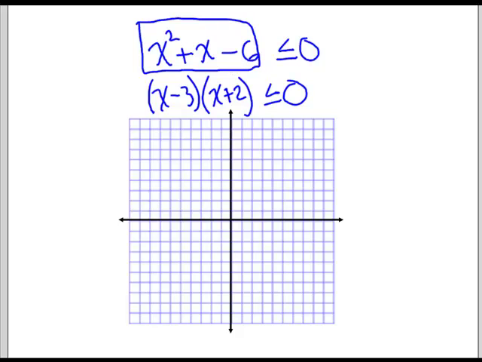And let's think about some things we know here. This is a parabola, right? It's second power and it's positive. So it's going to be an upward parabola that goes through negative 2 and 3. So it's got to look something like this. That's not a perfect graph, but it's something like that.